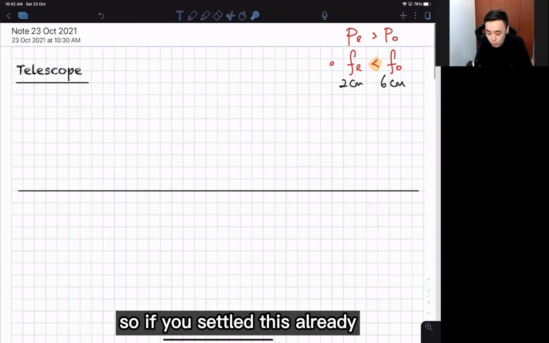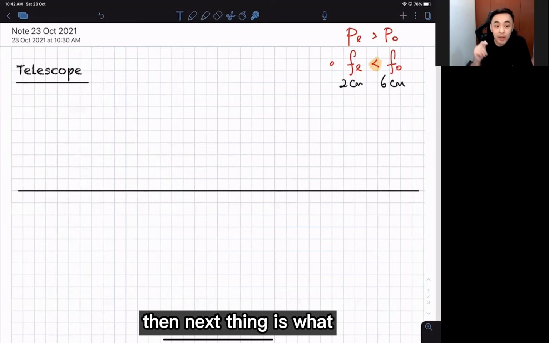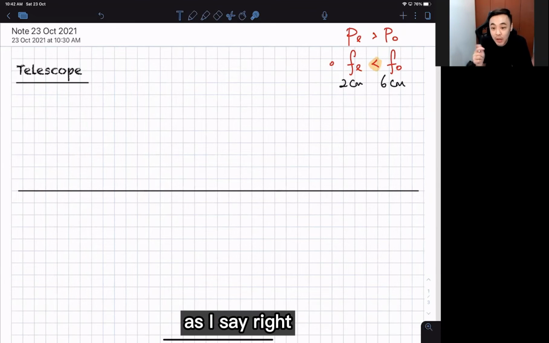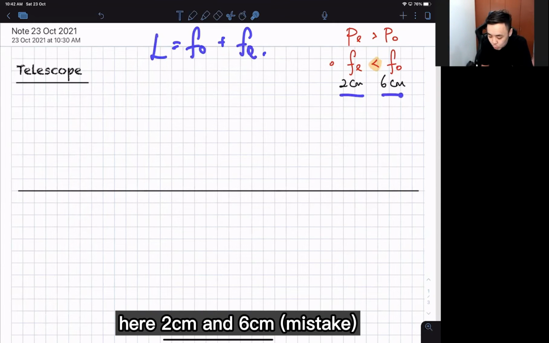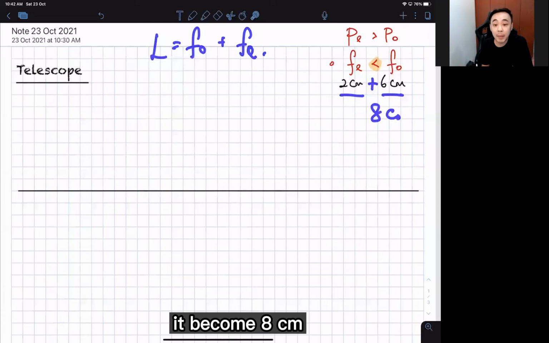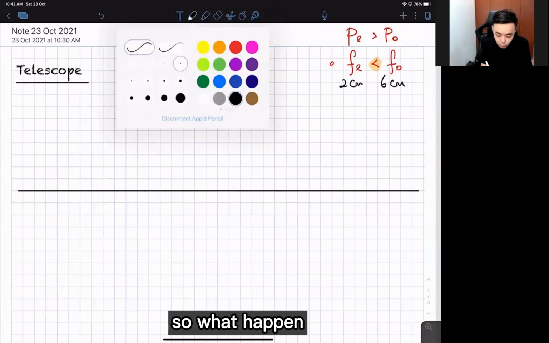All right, now you have settled your FO and FE. Then the next thing is you need to know the distance between your lenses. As I said, for a telescope, the distance between them is FO plus FE. So for this one here, 2 and 6, if you sum them up, it becomes 8 cm. All right, so what happens?